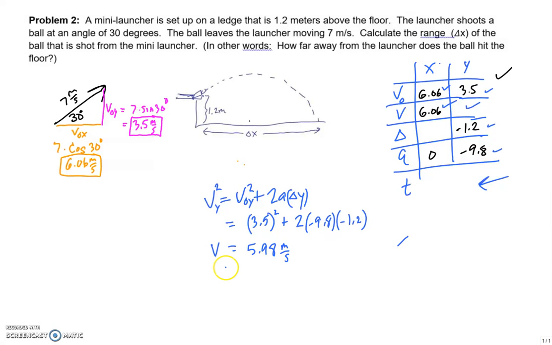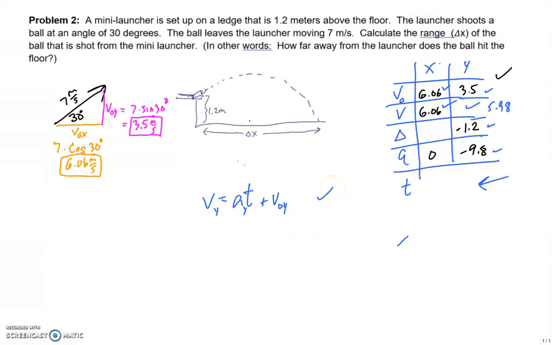And solving for v here with the square root and everything, we get v equals 5.98 meters per second. And now we can use another kinematic equation to solve for t. And this equation is an easy one to use, and we know everything except for t.